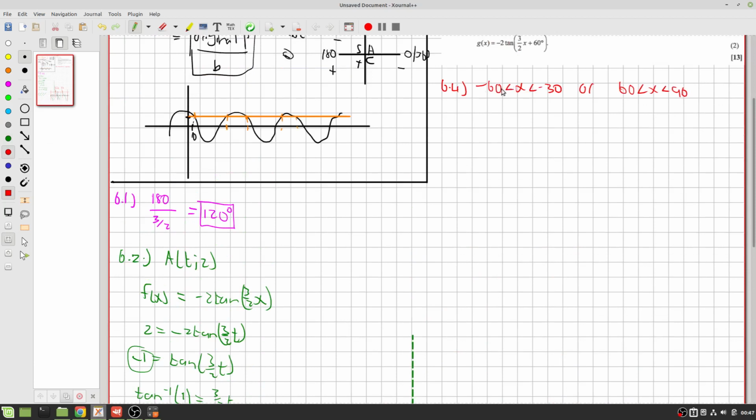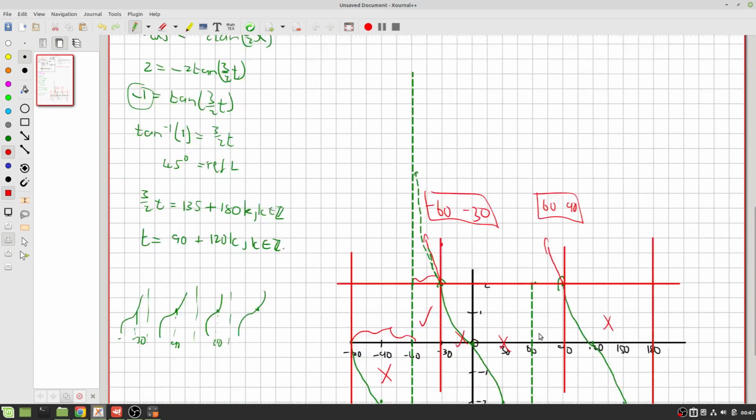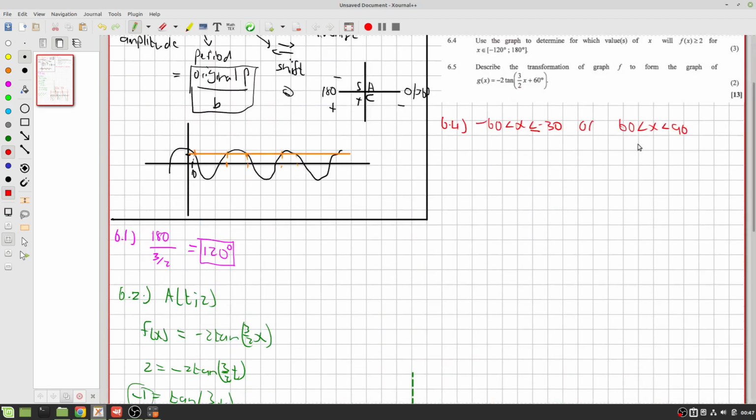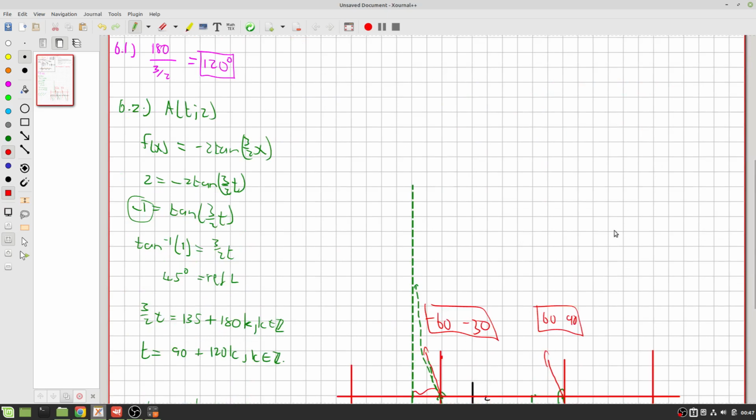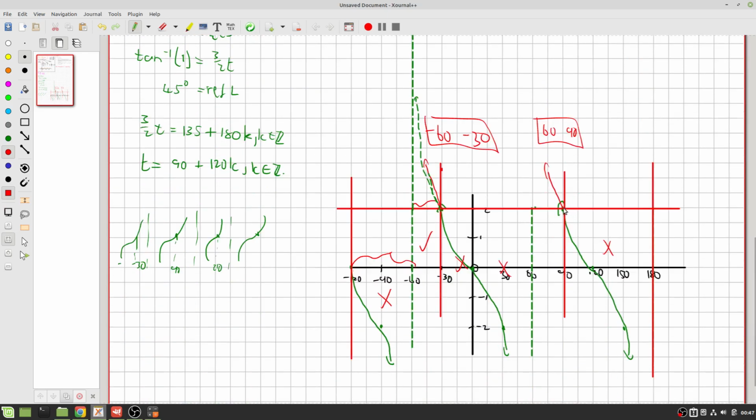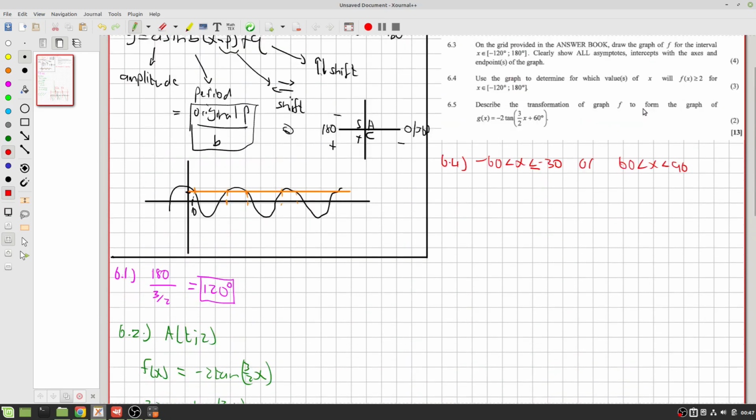Right? Anything bigger than negative 60 but less than or equal to negative 30. Because at negative 30 it is equal to 2 and that's fine. Same over here. 60 is an asymptote, the graph does not exist there so it cannot be included. 90 on the other hand, the graph is exactly equal to 2 and we can have equal to 2, so it is included. So that is then our answer. For all these x values, the graph will be greater or equal to 2. Great.